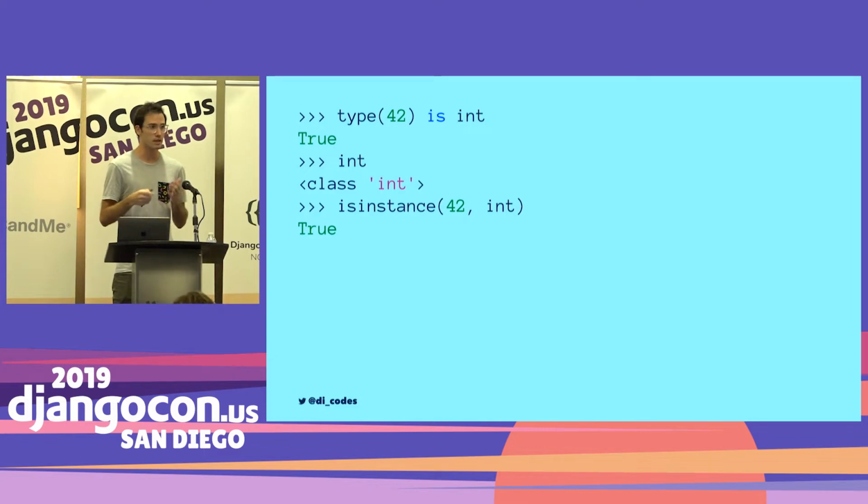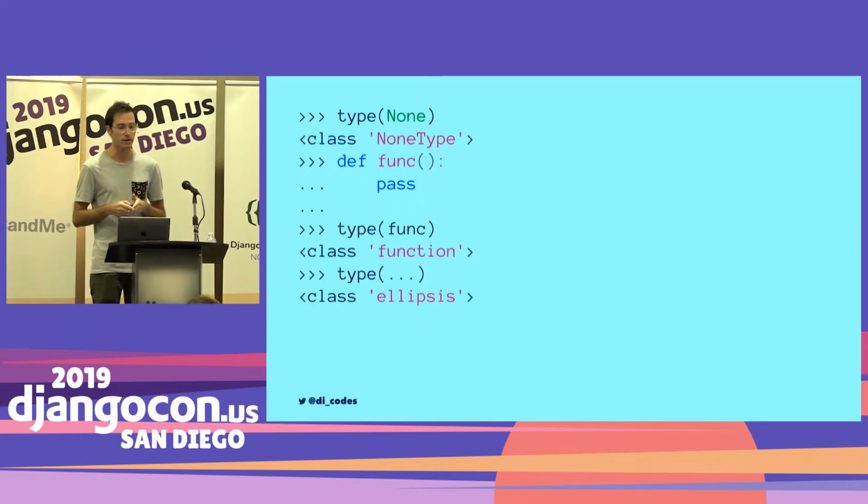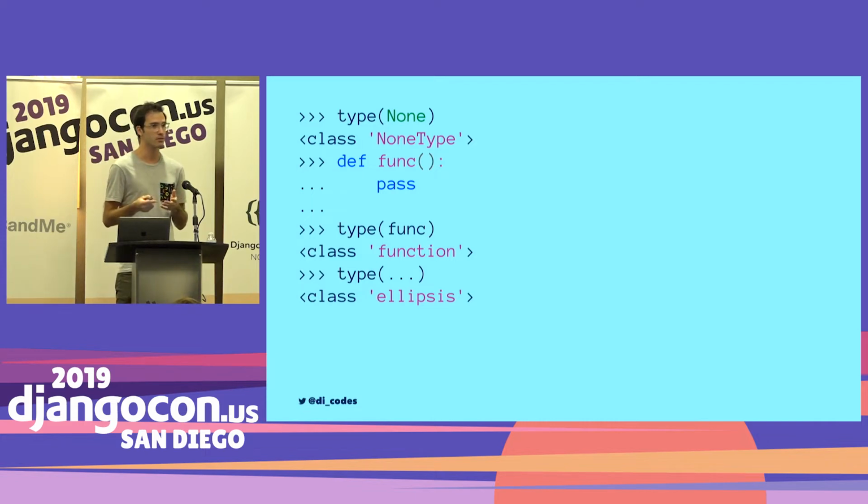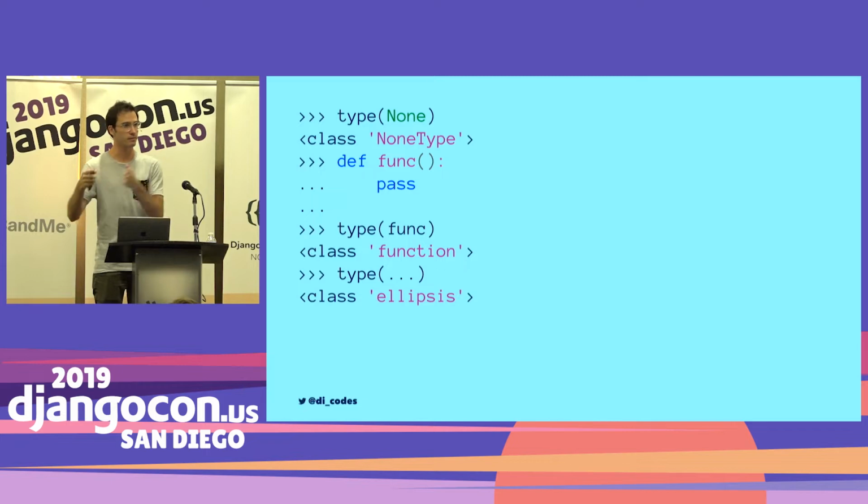So there are more types than just int, string, float, right? There's NoneType. We've all seen NoneType before, but you can only get it by calling type on None. There's also a function type. So when we define a function, we don't say function, blah, blah, blah. We say def, function name, et cetera. And there's an ellipsis type.